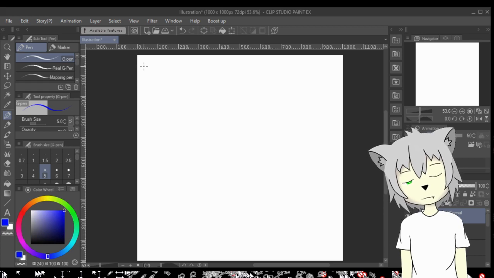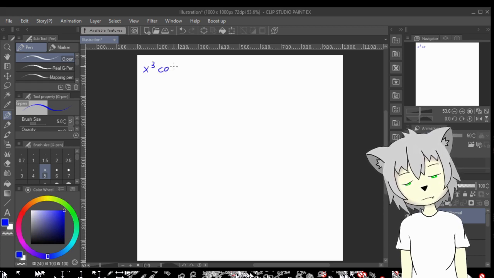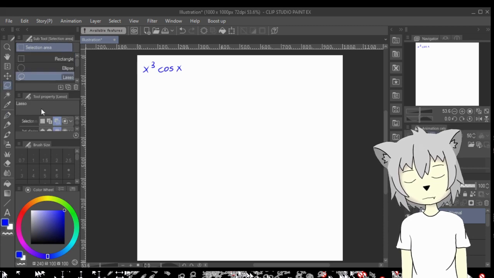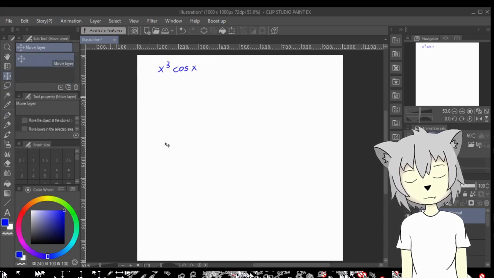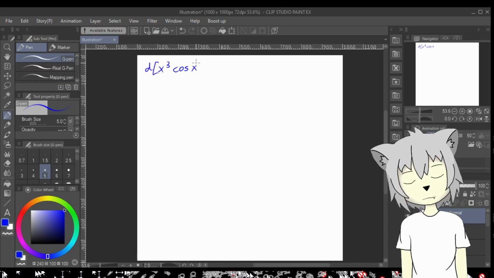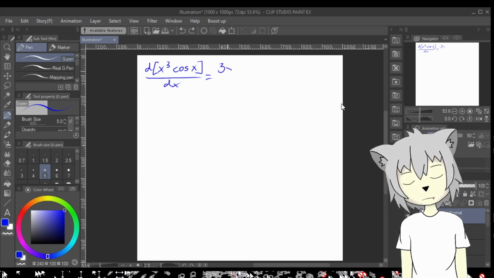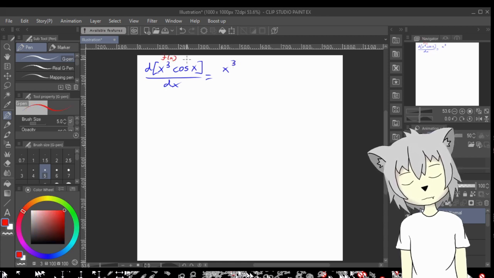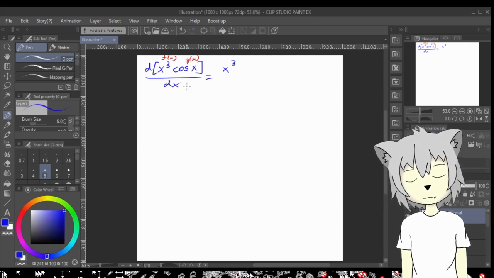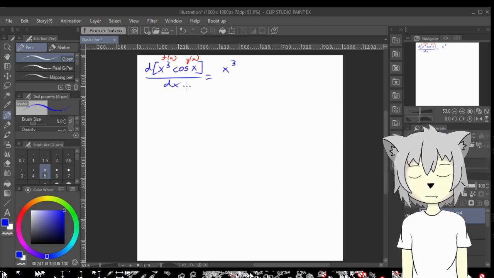So let's say x cubed cosine x. We're trying to find the derivative of that. Let me give it a little more space so that I'm going to actually write that. d over dx of that is basically equal to 3x squared, or rather x cubed. We're going to say that this is our f of x and this is our g of x. Doesn't really matter which order it is, but let's just say it is. I'm just defining it as is.